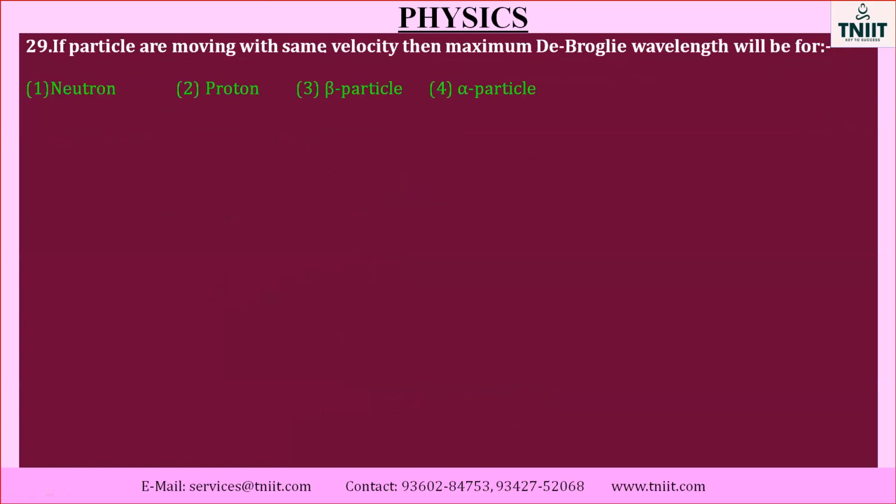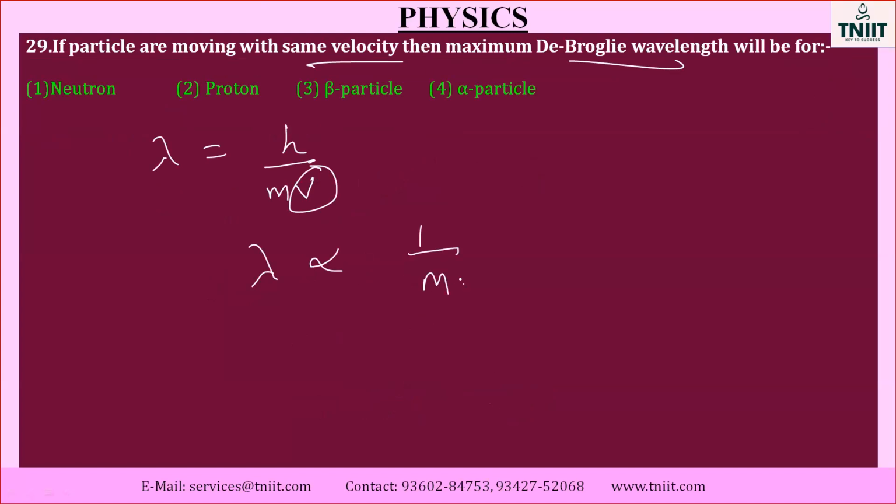If particles are moving with the same velocity, what happens to the wavelength? You know that lambda is equal to h by mv. Since velocity is the same, lambda is inversely proportional to mass.